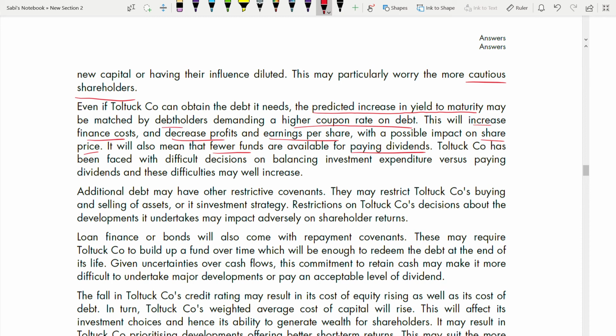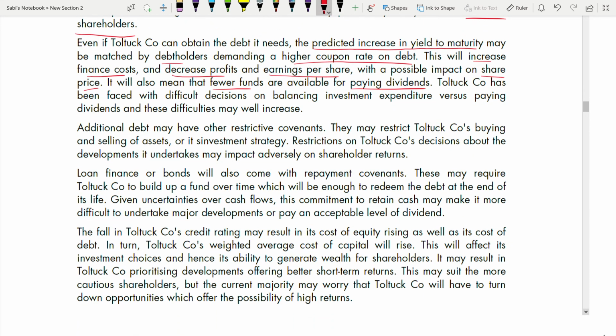So Toltuck has been faced with difficult decisions on balancing investment expenditure versus paying dividends, and these difficulties may well increase. Additional debt may have other restrictive covenants. They may restrict Toltuck's buying and selling of assets or its investment strategy. Yes, you cannot invest the way you want, because additional debt may have certain restrictive covenants which can even restrict your investment decision. If you want to invest in some plant and machinery, you cannot do it. So restrictions on Toltuck's decisions about the developments it undertakes may impact adversely on shareholders' return.